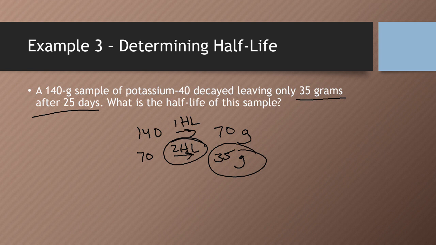which means that if we take our time and divide it by 2, we find that there are 12.5 days for every half-life. So after 12.5 days, it decayed from 140 to 70, and after the next 12.5 days, it decayed from 70 to 35.